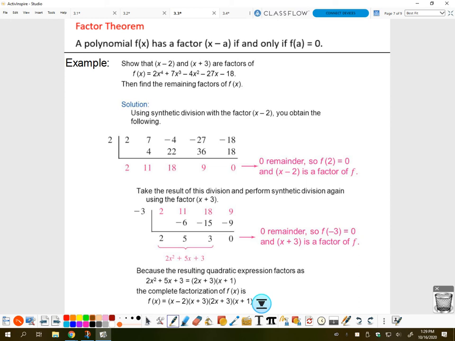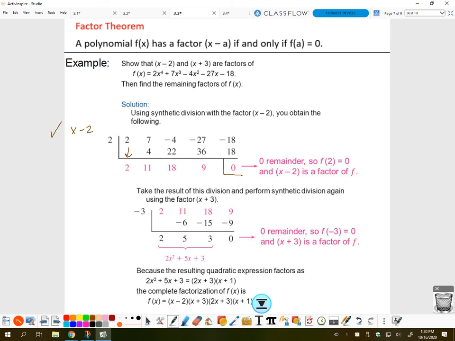So an example of how they're going to use that is they may just ask you to show that two things are factors and then find the remaining factor. So that just means do synthetic division and then factor what you get. So testing out this first one. So if x minus 2 is a factor, that means we can do synthetic division with a 2. We get this. We got a remainder of 0, so we know that it's a factor.